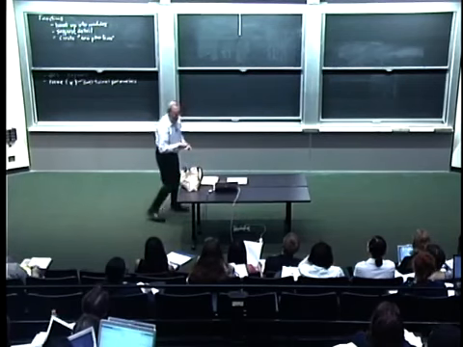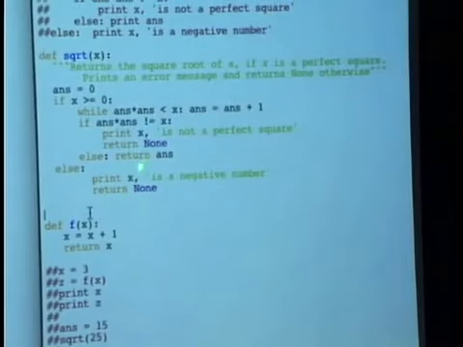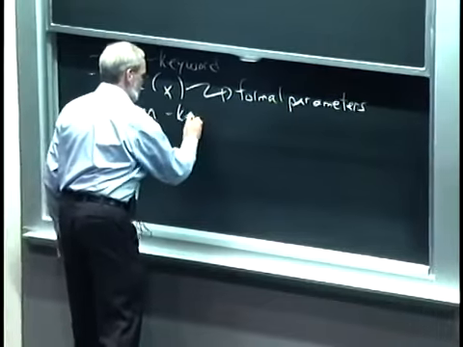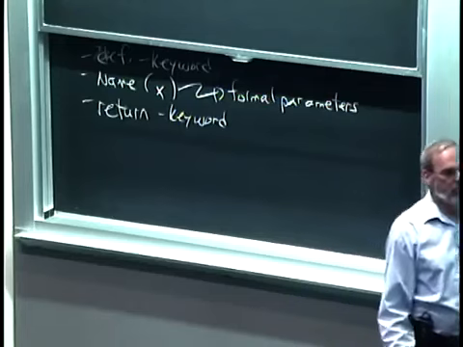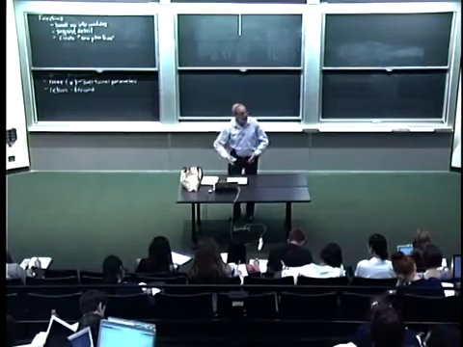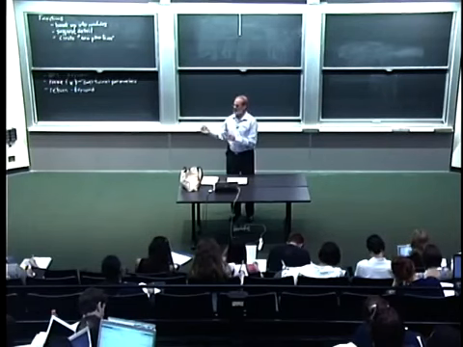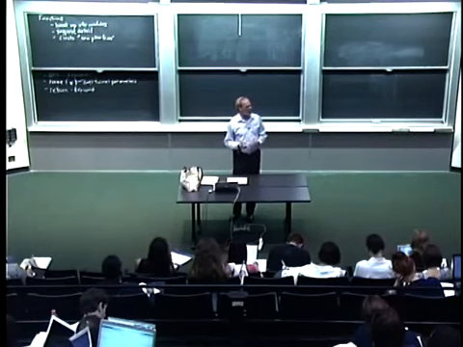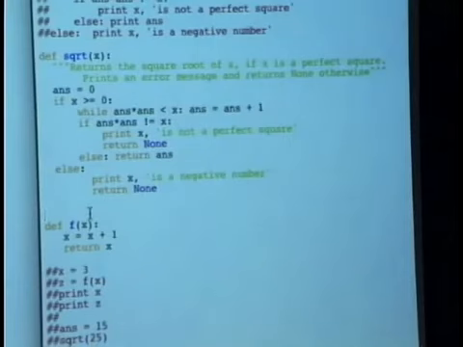Notice, let me highlight it for you, we've got these return commands. So return is another keyword. And it basically says, when you get to this point in the computation, stop the computation, literally return the control from this function, and take the value of the next expression and return that as the value of the whole computation.